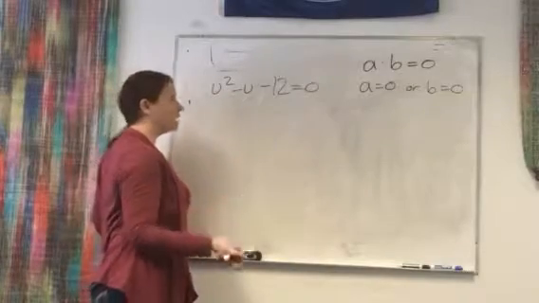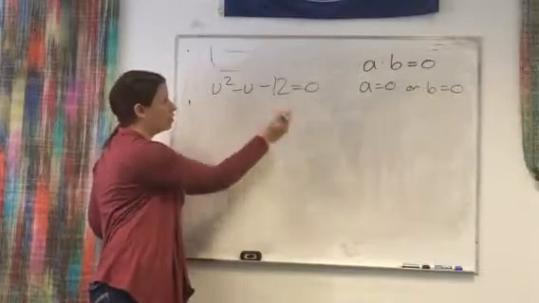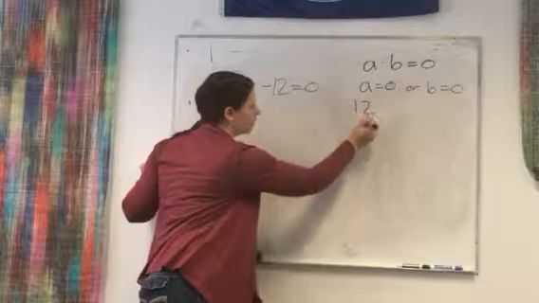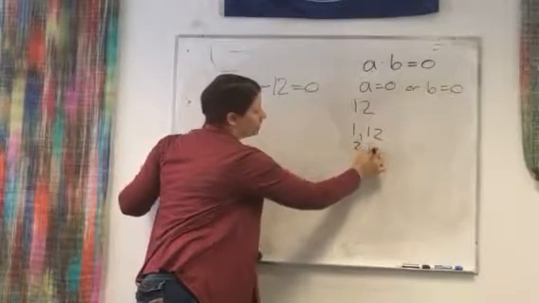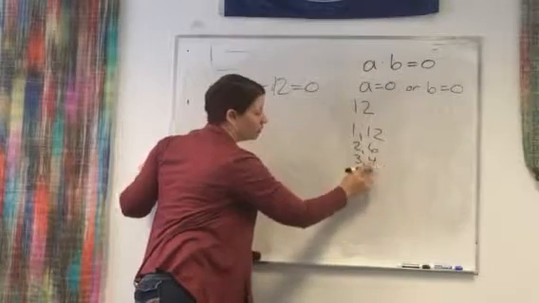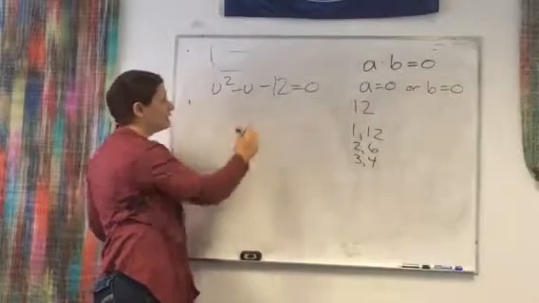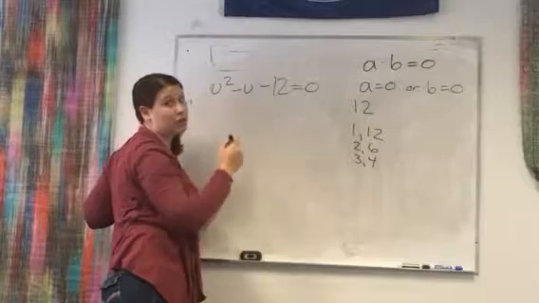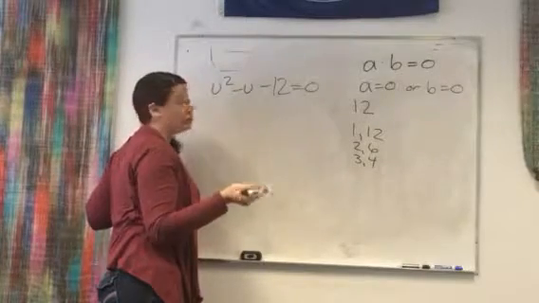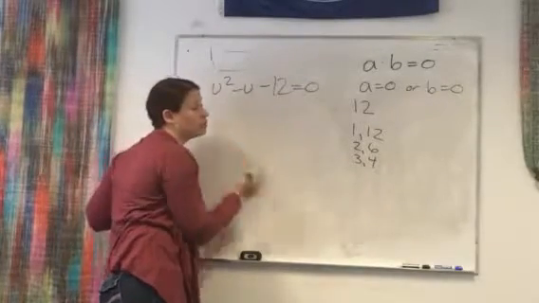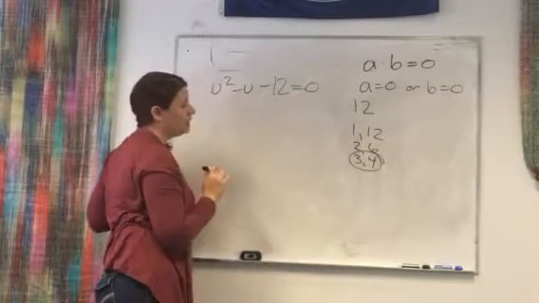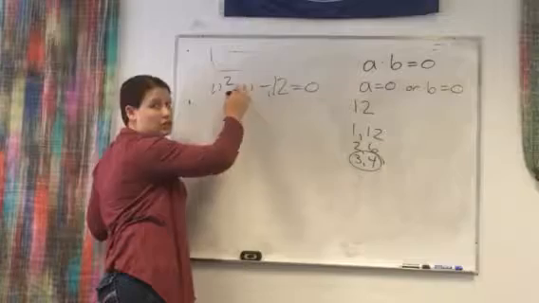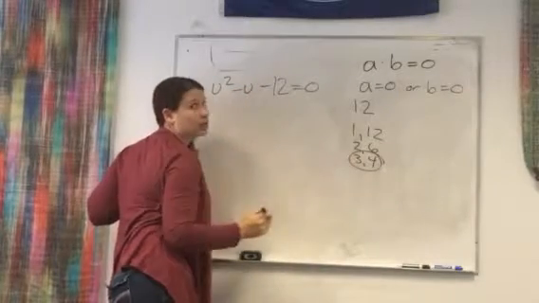So that means using the AC method, well, 1 and 12 make 12. Factors of 12 are 1 and 12, 2 and 6, and 3 and 4, and we've met in the middle, so those are options. It's a negative, that means we're looking for a difference of 1. So the only ones with the difference of 1 of the factors are 3 and 4. That means we need to write negative u as a combination of 3 and 4.